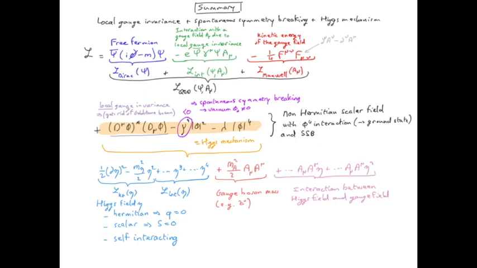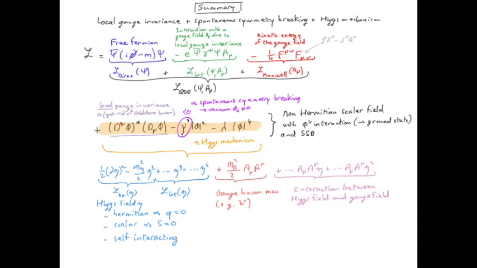Then we expanded the complex scalar field around the vacuum in order to rewrite it as a function of the Higgs field, eta, which is Hermitian, meaning that it has no charge. It is scalar, meaning that its spin is zero, and it's self-interacting because we see we have eta cubed and eta to the fourth terms appearing in the Lagrangian.